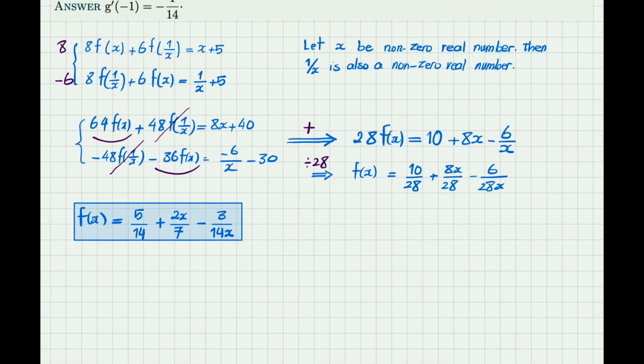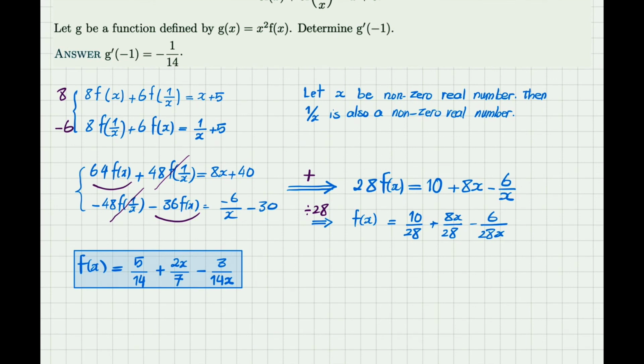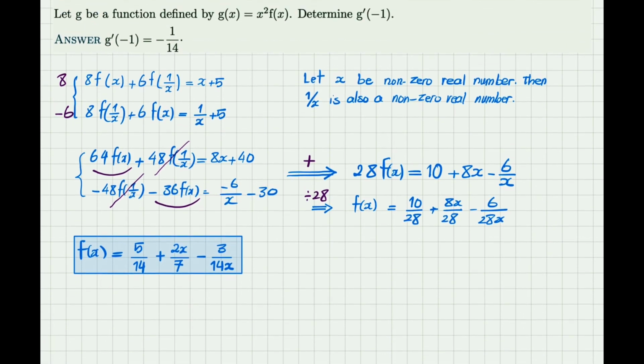Now my goal is to calculate the derivative of g at point minus 1. So you know that if you want to calculate the derivative of a function at a given number, the first thing that you need to do is to differentiate the function. When the differentiation is finished, you replace the x in the derivative with this number minus 1. But before that, I have to find my g of x. G of x is x times f of x. I already found f of x, so I just multiply this by x squared.